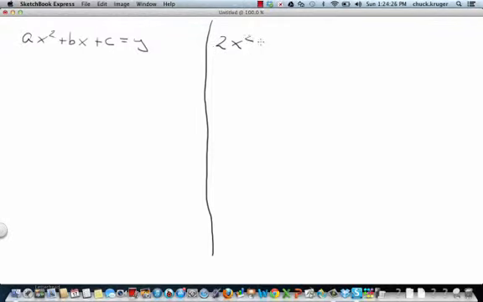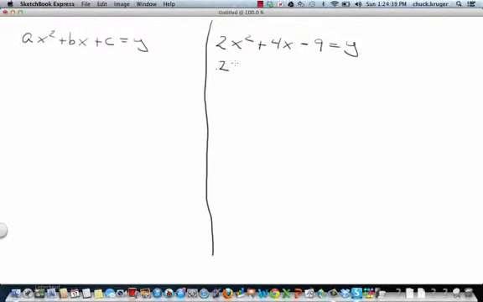Hi, we're looking at something called the quadratic formula, and I'm going to show you where it came from. What I'm going to do is write the general form right here: ax squared plus bx plus c equals y. And over here, I'm going to have an example: 2x squared plus 4x minus 9 equals y.